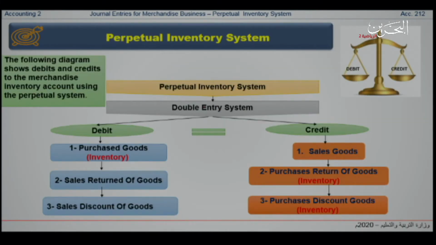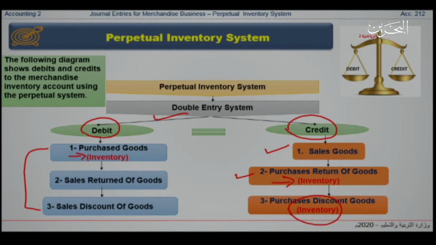Let us take a look at the perpetual inventory system. It's also the double entry system, and it consists of debit and credit sides. On the debit side, we will cover 3 topics. The purchase goods, which is also called the inventory. Second, the sales return of goods. And thirdly, the sales discount of goods. In the credit side, we will cover the sales goods, the purchase return of the goods, which is also called inventory. And finally, the purchase discount goods, also called inventory.